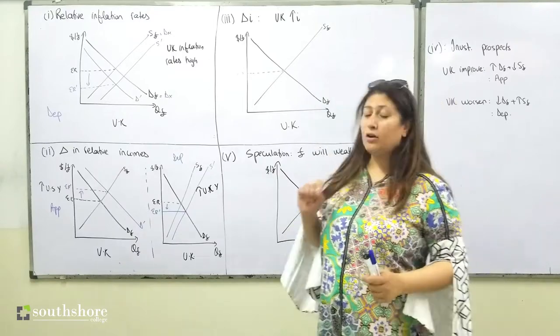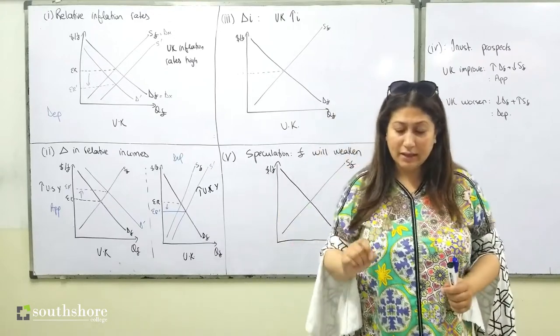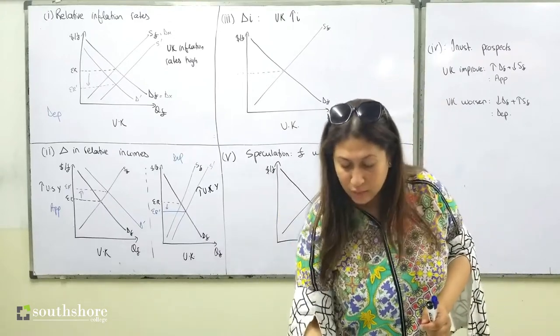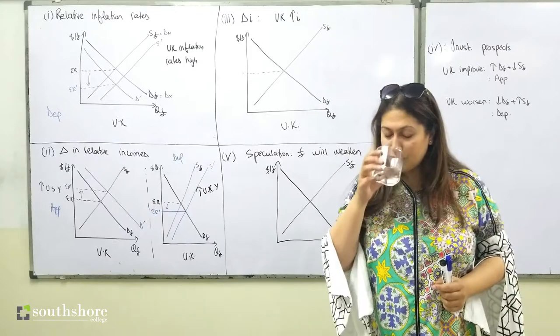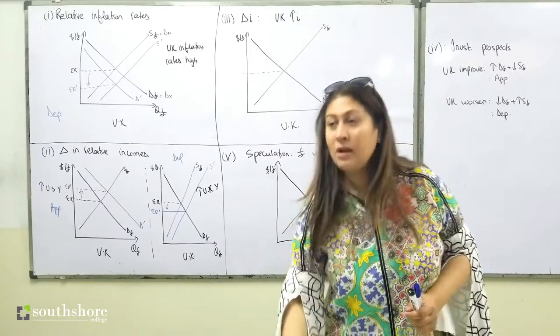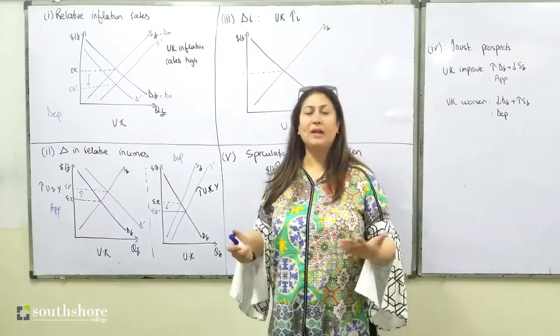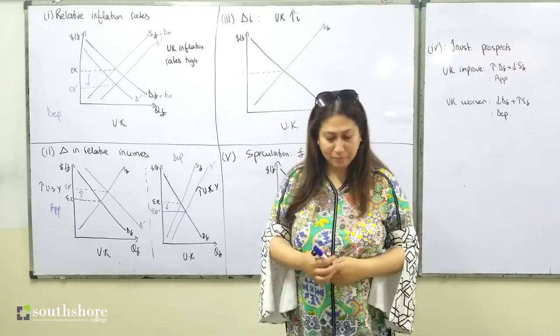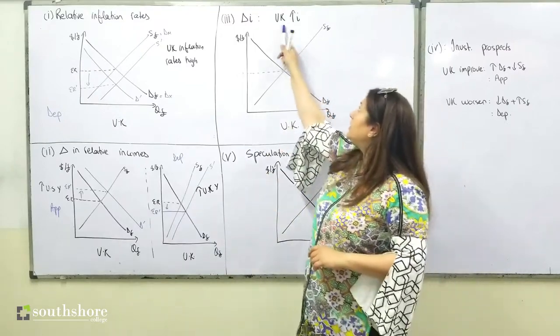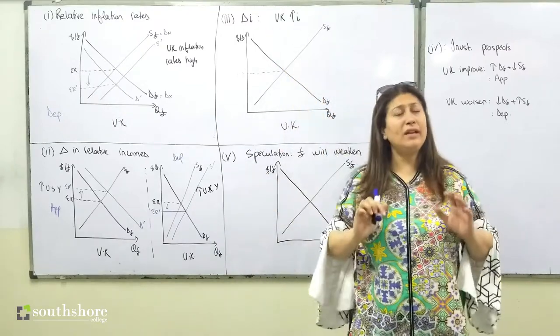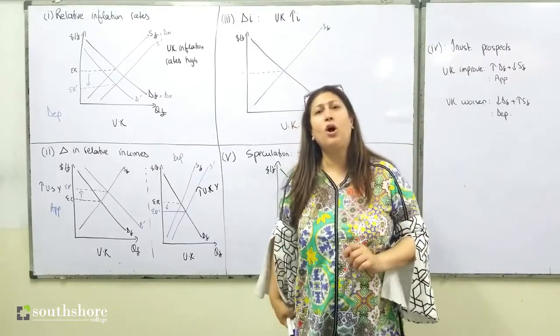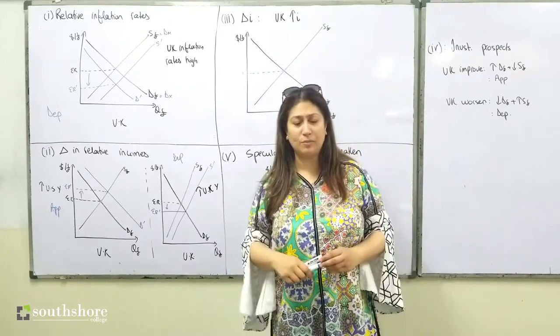I'd like you to put a star on this one because this one is a little bit important and a lot of MCQs do deal with this. Interest rates. So I put my money in a bank and I receive a rate of interest from the bank. The example I'm giving here is that UK interest rates are higher. So I really want you to think about this. And this has to do with the hot money we've discussed already in balance of payments.